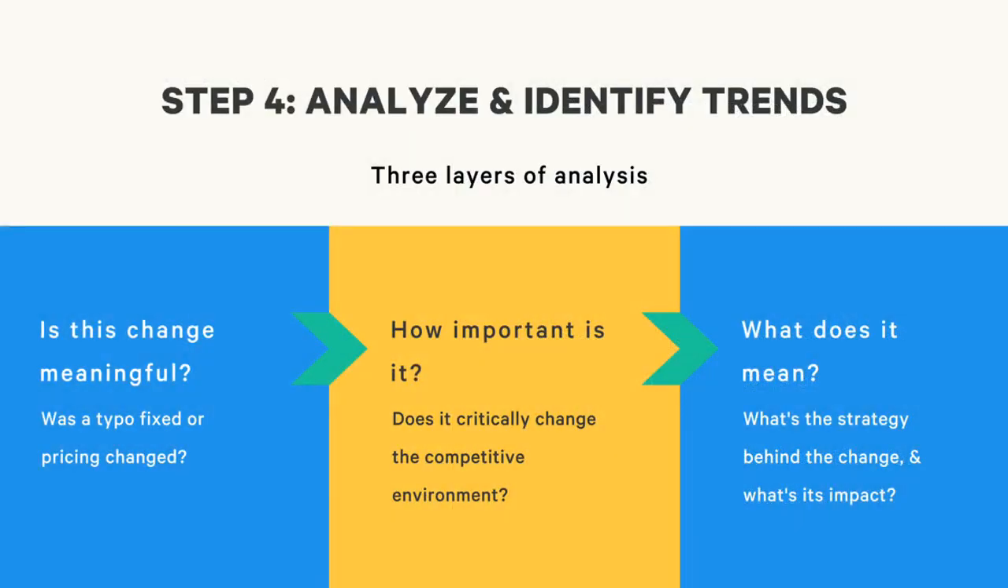So there are 3 layers of analysis. The first layer is we need to understand whether or not the data point that we found, whether or not that competitive change is meaningful. Then we need to understand how important is it? Does it change the landscape? Is there some sort of strategy that we can deduce that comes behind this change? And what is the impact for us and for that overall landscape?